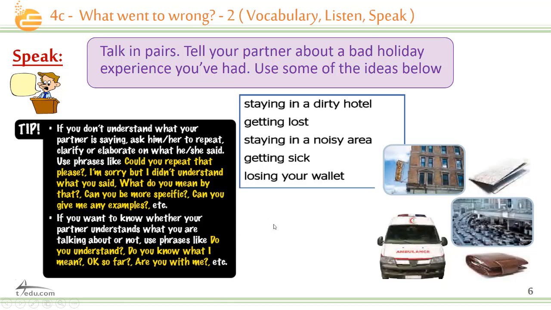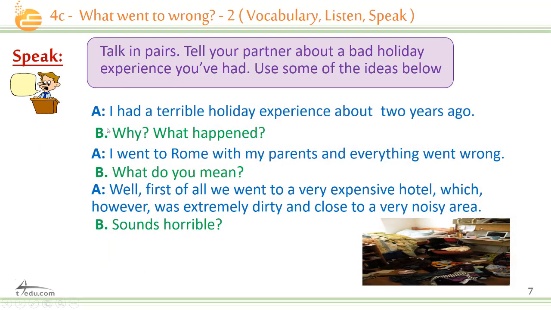Okay, this is done as an example. You can be free with your friend and speak about whatever can ruin your holiday. Let's see this one as an example. Here you could say, I had a terrible holiday experience about 2 years ago. And then your partner would say, why? What happened? Well, I went to Rome with my parents and everything went wrong. What do you mean? Well, first of all, we went to a very expensive hotel, which, however, was extremely dirty and close to a very noisy area. Sounds horrible. Okay, so it is a horrible experience.